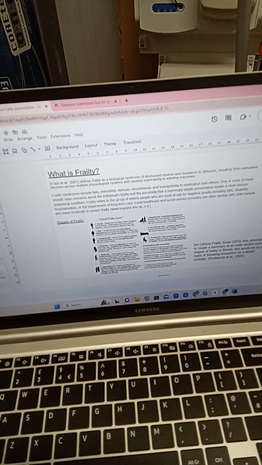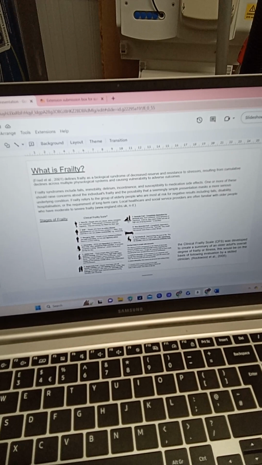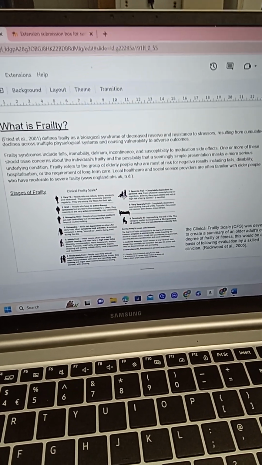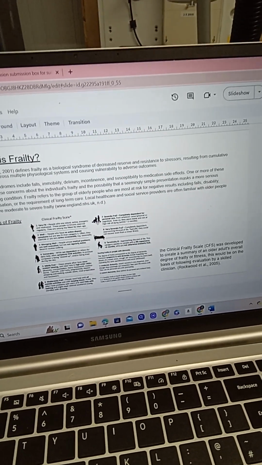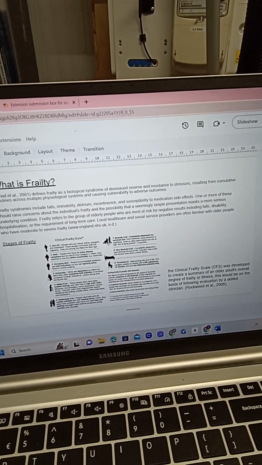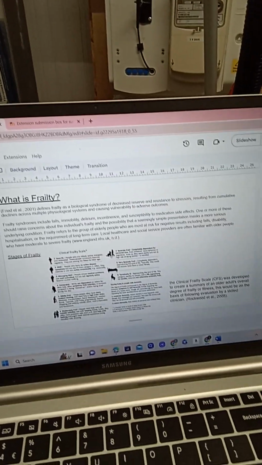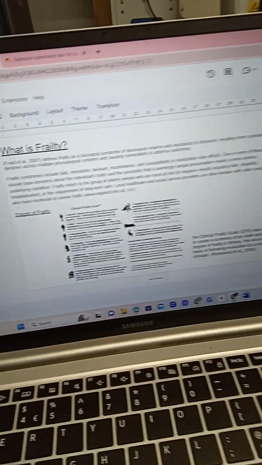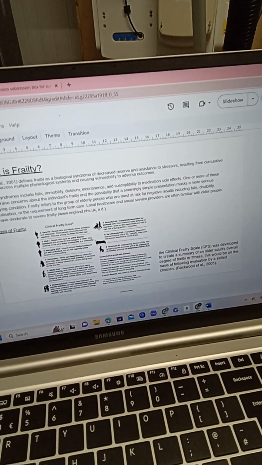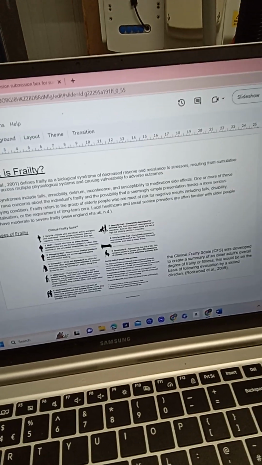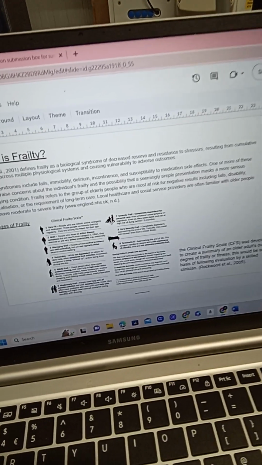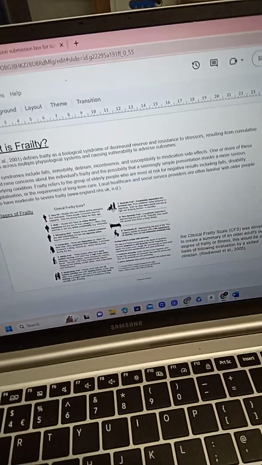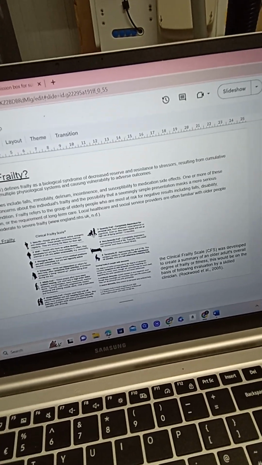So what is frailty? Frailty is defined as a biological syndrome of decreased reserve and resistance to stresses, resulting from cumulative declines across multiple physiological systems and causing vulnerability to adverse outcomes. Frailty syndromes and symptoms include falls, immobility, delirium, incontinence, medication side effects. One or more of these should raise concerns about the individual's frailty.